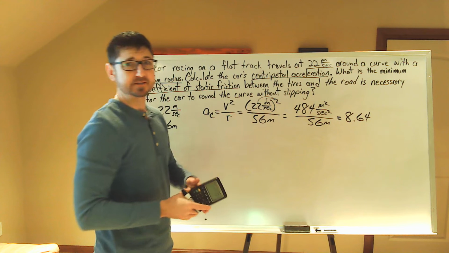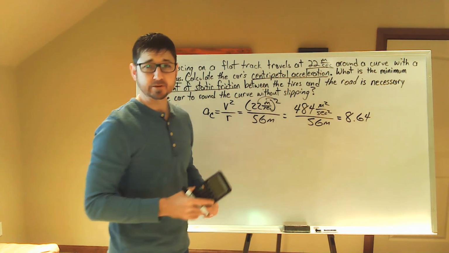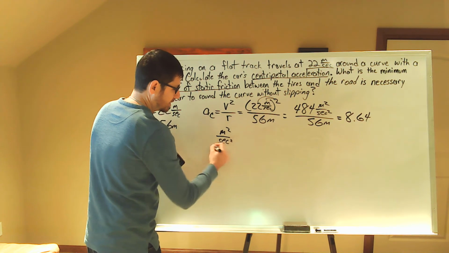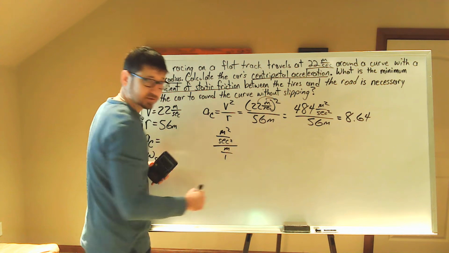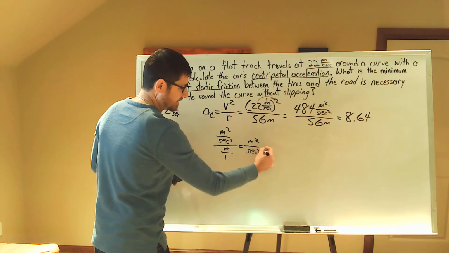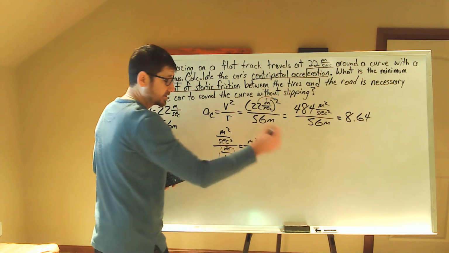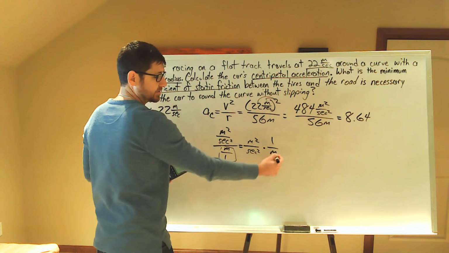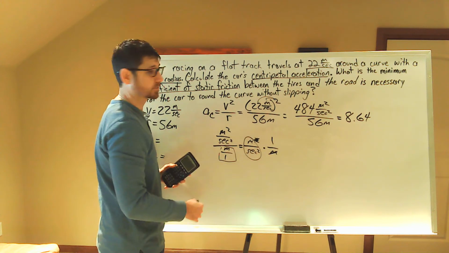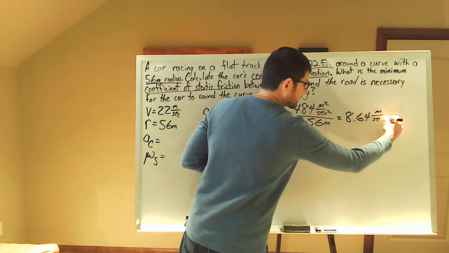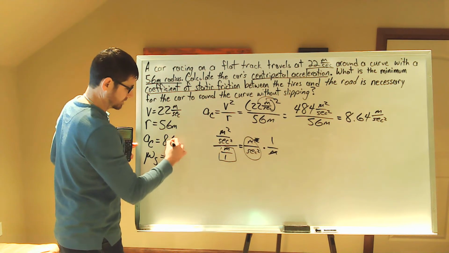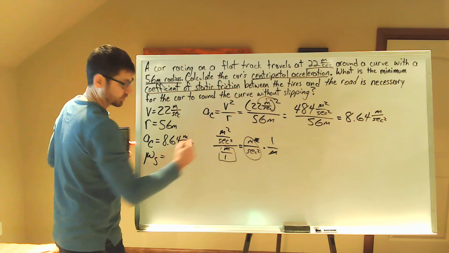Now let's take a look at the units on centripetal acceleration. In my numerator, I have meters squared per second squared. We're dividing this by meters, which algebraically is meters over 1. When we divide fractions, it's like multiplying by the inverse of the denominator, so this is going to be 1 over meters. As you can see here, one of our meters is going to cancel, leaving us with meters per second squared. So for centripetal acceleration, we have 8.64 meters per second squared.